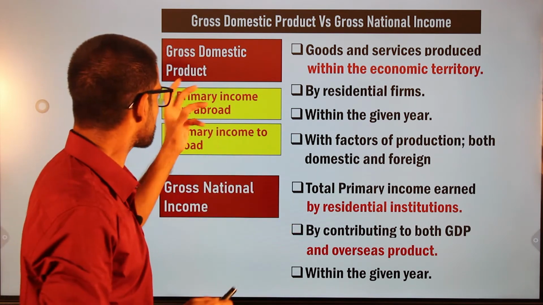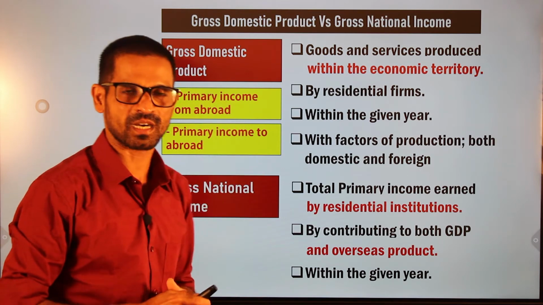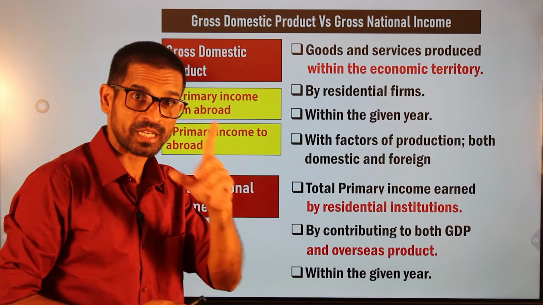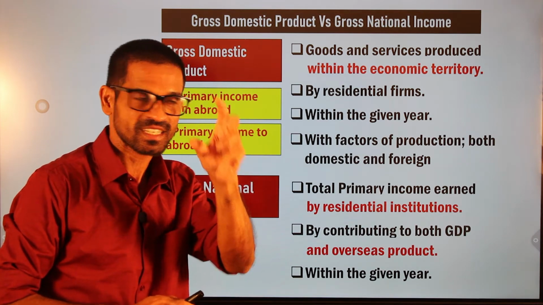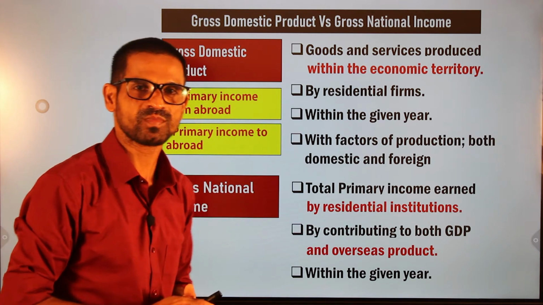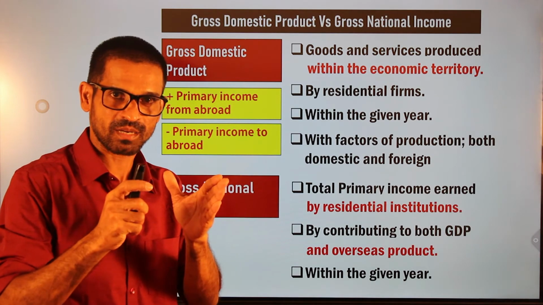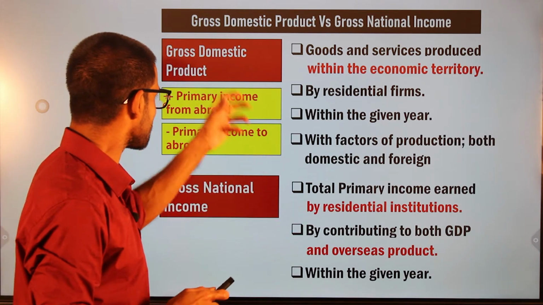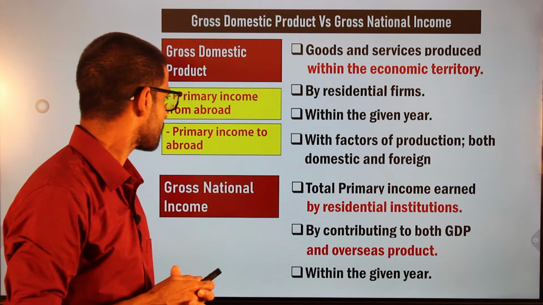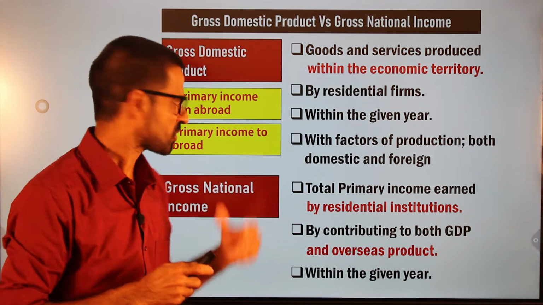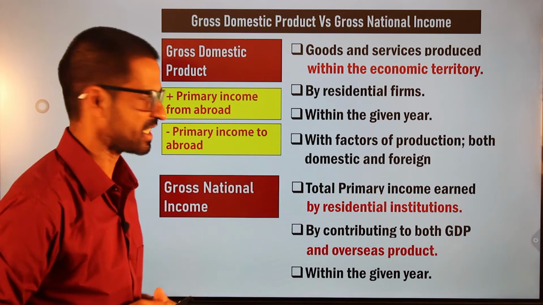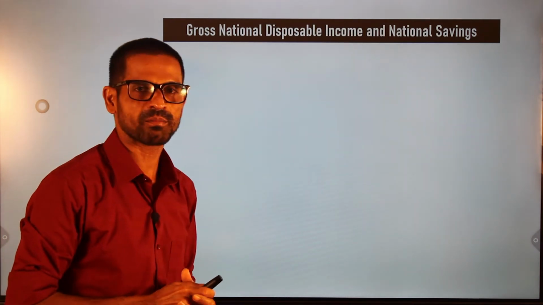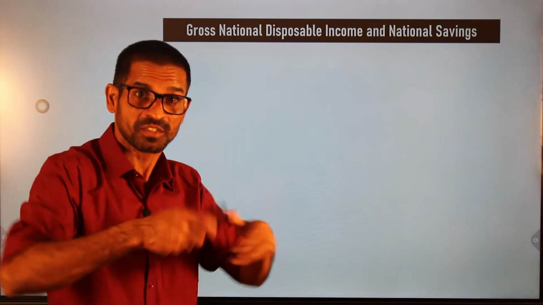So how do you convert gross domestic product into gross national income? By adding primary income from rest of the world and deducting primary income to rest of the world. Together, you can call it net primary income from rest of the world. Net: this plus minus this. That's net primary income from abroad. It can be a plus figure or minus figure. It is a plus figure when primary income from abroad is greater than the primary income to abroad. In Sri Lanka, it's a minus figure at present because primary income to abroad is greater. Then it has to be deducted to reach gross national income. Then we have to identify the concept of gross national disposable income and national savings. You can see the word disposable.